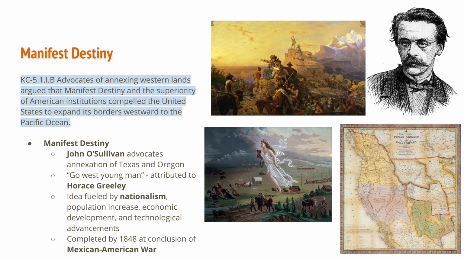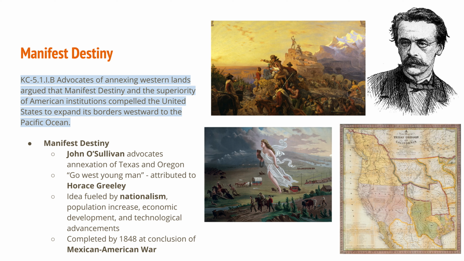You also have other famous newspaper writers and journalists promoting people moving out west. The journalist Horace Greeley, who we'll see once again as we get closer to the Civil War, is often credited with saying "Go west, young man," when a young reporter asked him for advice on how to pursue more professional opportunities. So Manifest Destiny was fueled by nationalism and population increase in the East that was getting too crowded, so people were looking to spread out. Economic development, there are now more economic opportunities with the railroads, with the gold rush, and technological advancement.